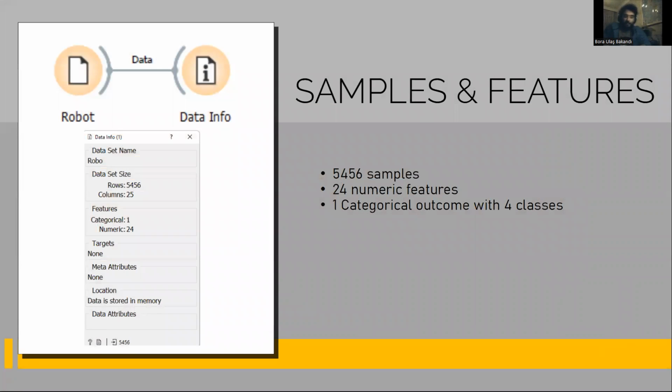As for the samples and features of this dataset, the dataset itself contains 5,456 samples with 25 columns. 24 are numeric features, and 1 is a categorical outcome with 4 classes. We'll discuss these samples and features shortly.